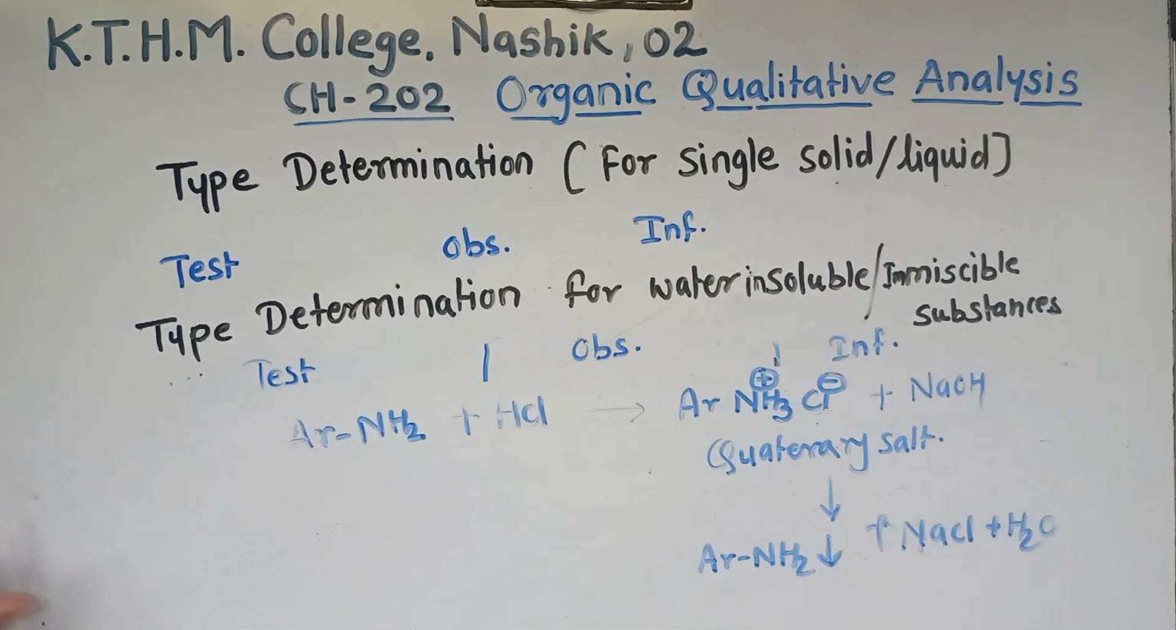Okay, if all these 3 tests are absent, meaning acid is absent, phenol is absent, base is absent, we are not getting the precipitate, not getting the effervescence, then we conclude that our compound is neutral in nature. In this way, for a single solid or liquid, we perform this type determination, and we conclude that our given organic compound is acidic, phenolic, basic or neutral. Out of these 4 types, one type is present.